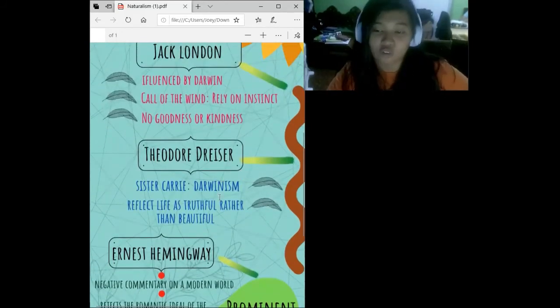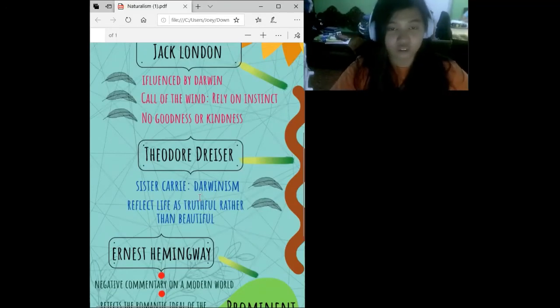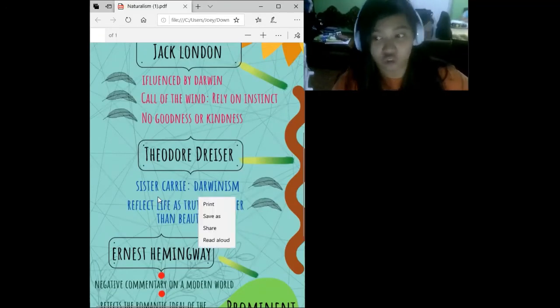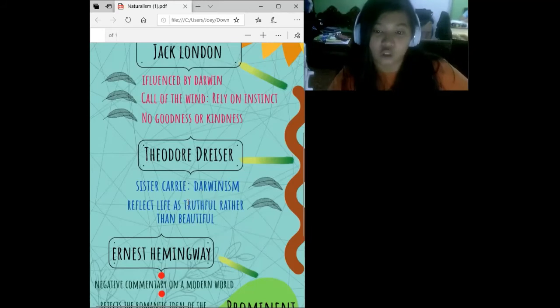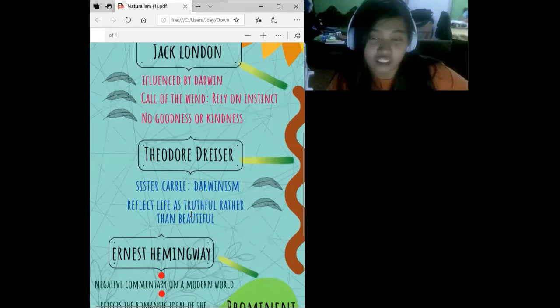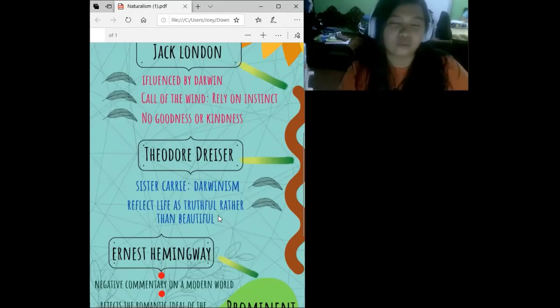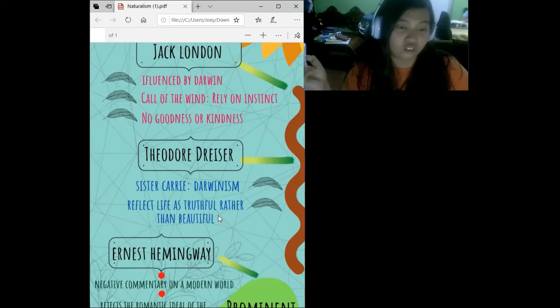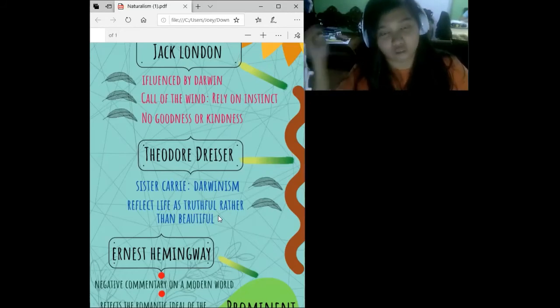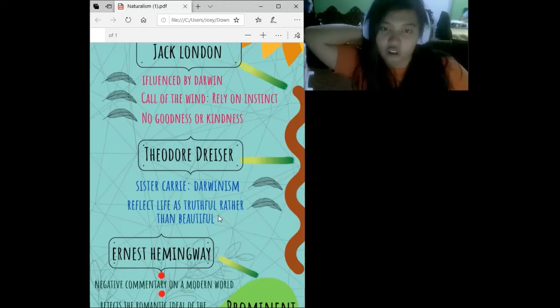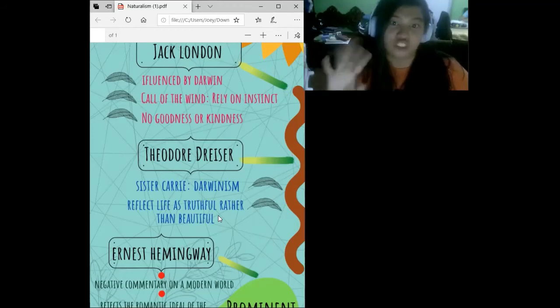The second prominent writer is Theodore Dreiser. He is very known for his novel Sister Carrie, which is also heavily influenced by Darwinism. The story reflects life as truthful rather than beautiful. His main character is a small town girl moving to a big city, and she was abused by men, and her own lover committed suicide. So it's very evident how her life is predetermined to misery.